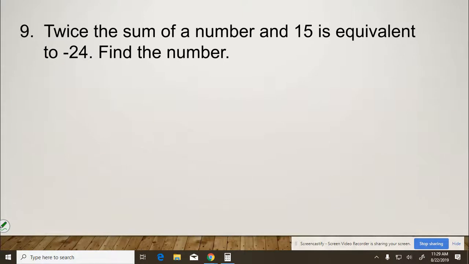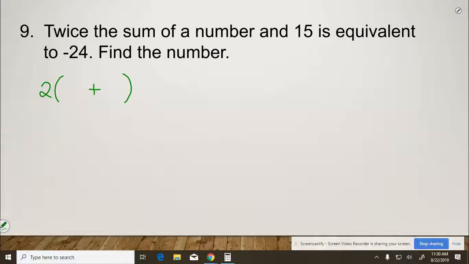You're doing 8 on your own. Now we've got some word problems. So remember we talked about the word "of" representing multiplication. So this says twice the sum of a number and 15 is equivalent to negative 24. Find the number. So whenever you see something of a sum or of a difference, that's going to imply that we need parentheses. Twice means we're multiplying an entire sum by 2.